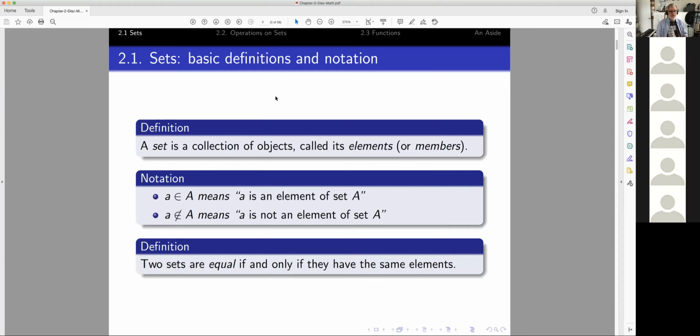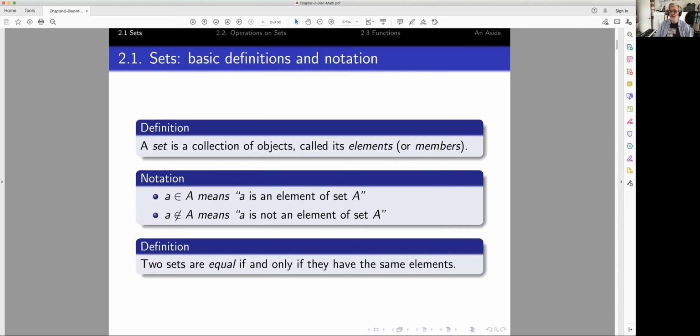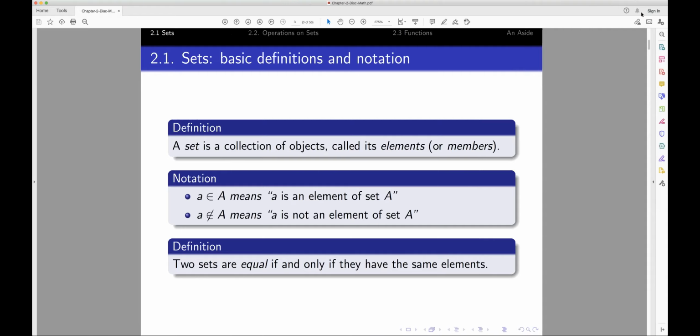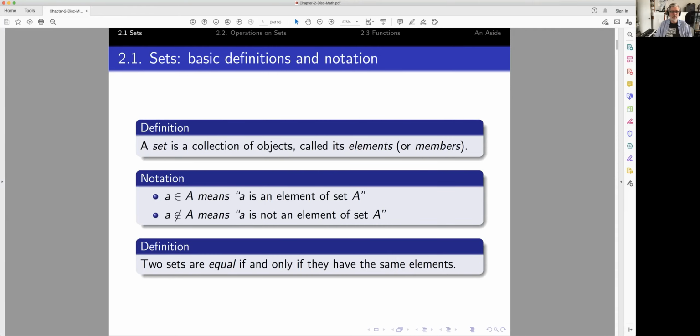So what is a set? It's a collection of objects, and the objects in the set are called its elements or members. This is a notation that you have probably seen before. The notation you see there means that little a is an element of the set A, and if you have a bar through the round E, it means that little a is not an element of the set A.